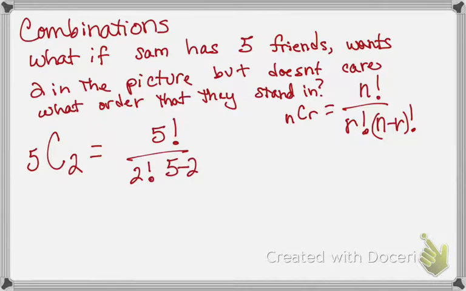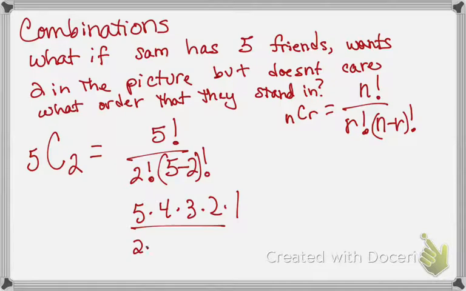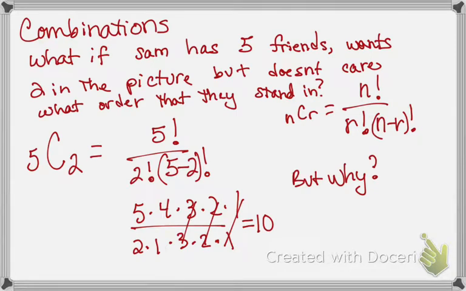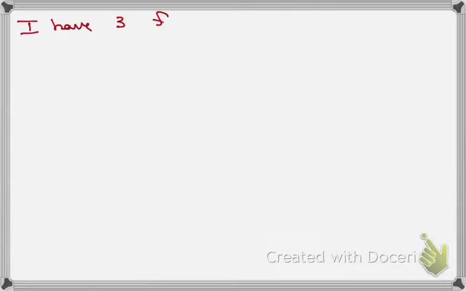So we've got 5 factorial, 2 factorial, and then 5 minus 2 factorial. So we'll write it out. 5 times 4 times 3 times 2 times 1, and then we've got 2 times 1, which is 2 factorial. And then 5 minus 2 is 3, so we've got 3 factorial. We can cancel out those, and we get 10 possibilities. But why? So here's a smaller example that explains why this works.